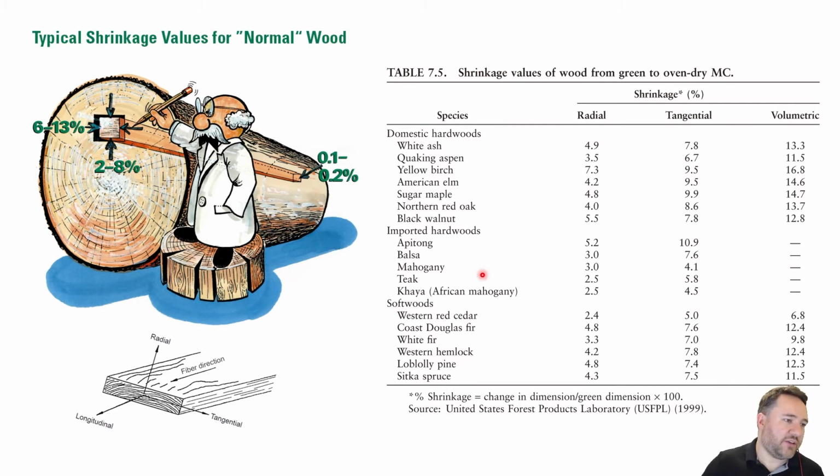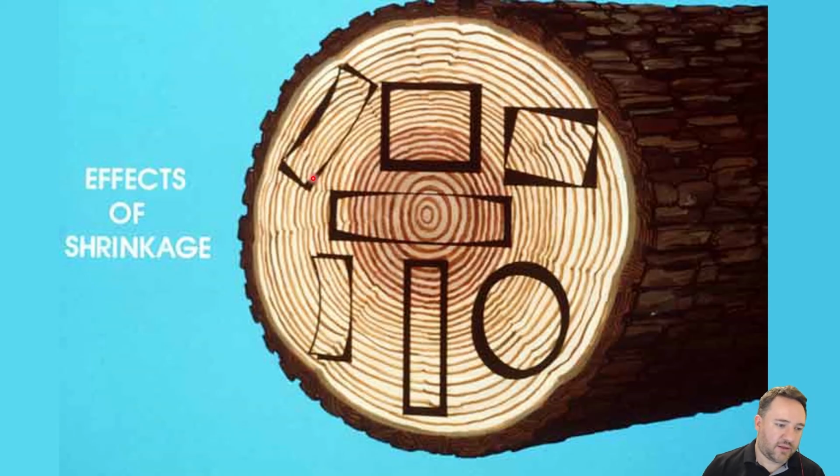And here on the right, you can see shrinkage values for different species of wood. So obviously, as we talked about in another video, since wood is a natural material, we have all different types of species that we deal with. And of course, none of them are the same, and they're all going to be a little bit different. But you can see in general, tangential is always greater than radial, and both of those are a lot greater than longitudinal.